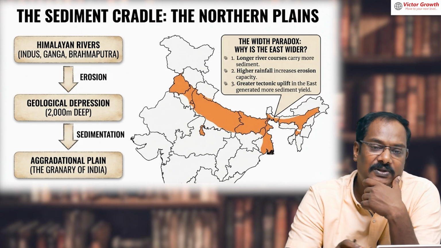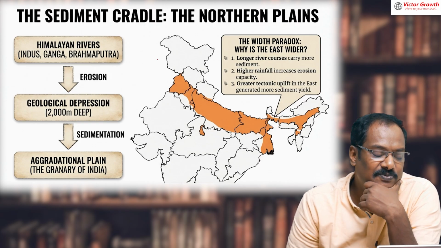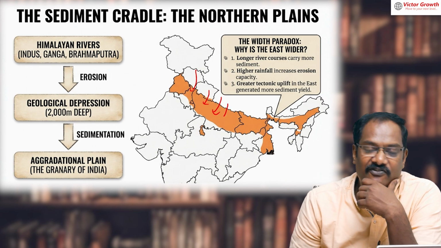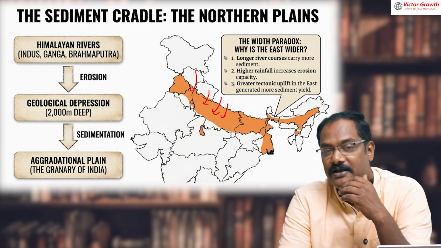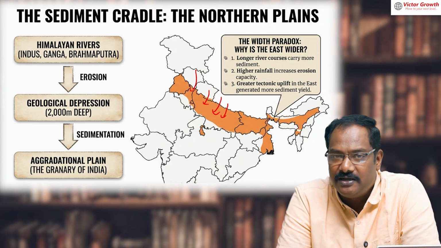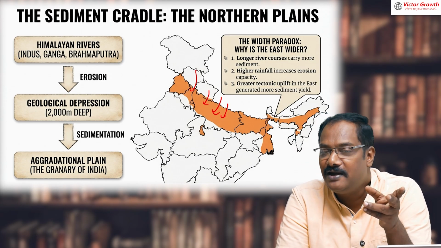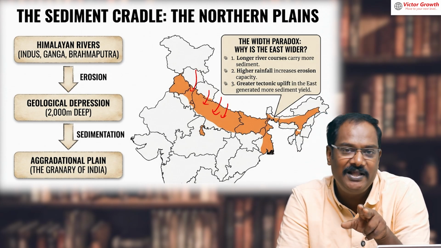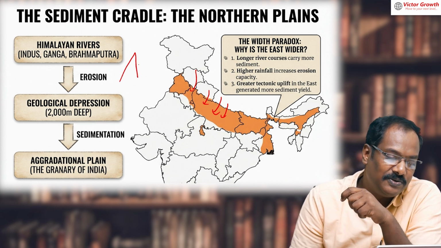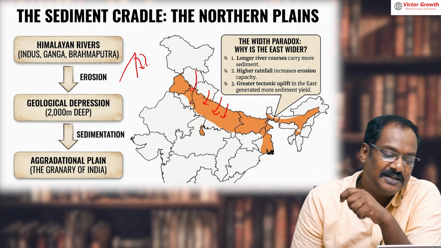Now coming to the northern plains. You write down one point: it is a gift of the Himalaya. Somebody is asking which is the latest formed physiography of India. People will say Himalaya, but not Himalaya. After the Himalaya, the northern plains were formed, because from the Himalaya, I'll show you in the next PPT, a lot of sediments are coming and getting deposited.